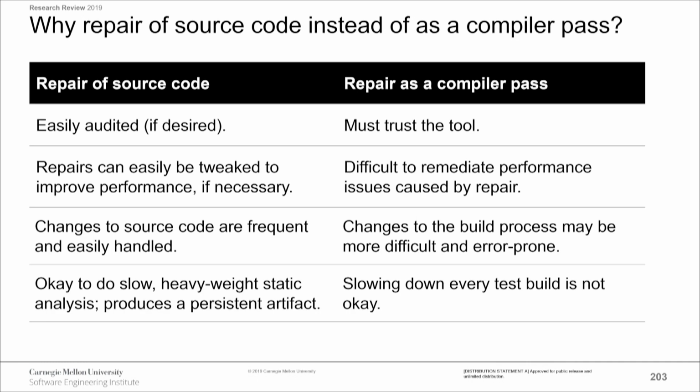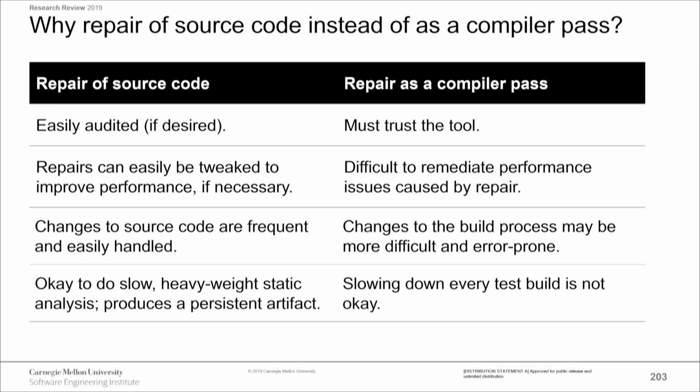So why would you want to do repair at the level of source code as opposed to a compiler pass? There has been a lot of existing research that does repairs at the compiler pass, but there are a few reasons why people might prefer to do it at the level of source code. One reason is that repairs at the source code are easily audited, whereas with the compiler pass, you basically have to trust the tool. Secondly, repairs at the level of the source code can easily be tweaked to improve performance if necessary.